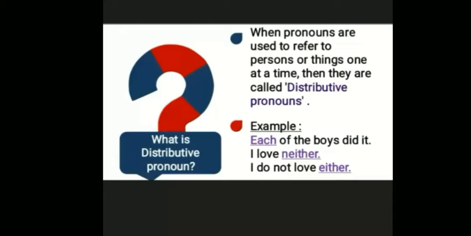Next one is the distributive pronouns. When pronouns are used to refer to persons or things one at a time, then they are called distributive pronouns. Each, either, neither are the distributive pronoun. Here, either means the one or the other of the two, and neither is the negative of either. Here are some usages of the distributive pronouns. Each of the boys did it. I love neither. I do not love either. The last two sentences refer the same meaning.